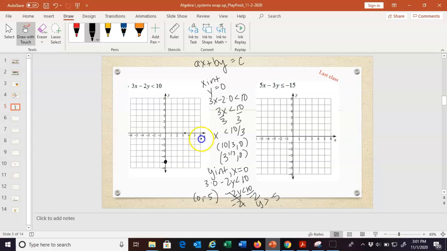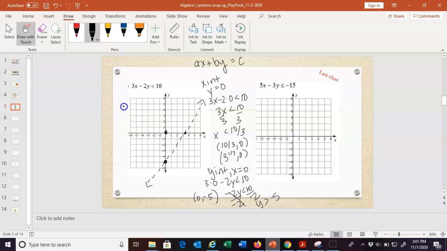Here we go. There's the y-intercept. So we have where it crosses the x-axis and the y-axis. Now we can just connect the dots. Remember, this is just less than in that original equation, so I'm going to do dotted lines. Now let's pick a test point.